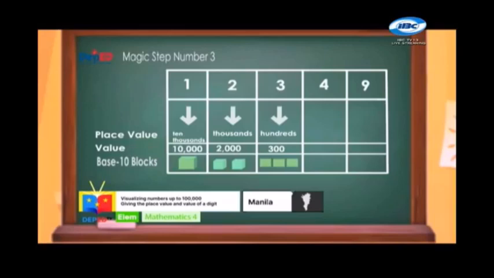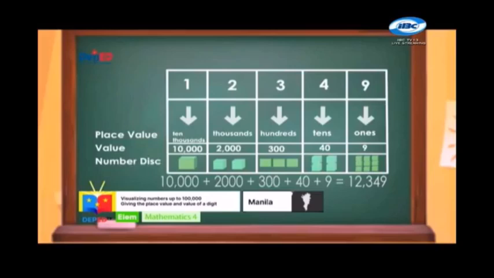10th place is a digit of 4 and has a value of 40. Therefore, how many longs will we draw? Bravo! 4 longs. Lastly, 1's place is a digit of 9 and its value is 9. So we will draw 9 units. Nice! There are 1 10,000s, 2,000s, 300s, 4 10s, and 9 1s. 10,000 plus 2,000 plus 300 plus 40 plus 9 is equal to 12,349.